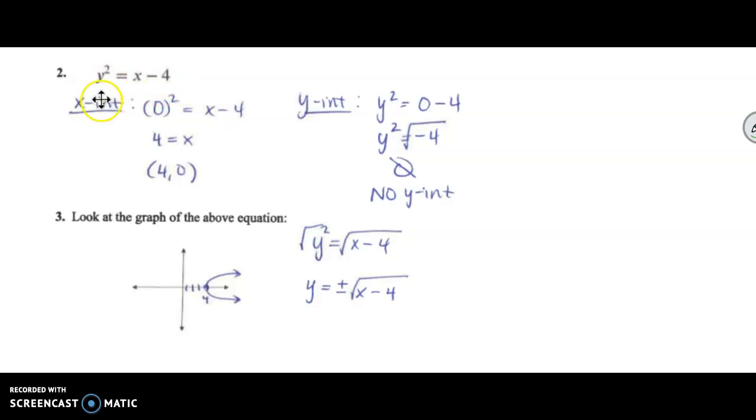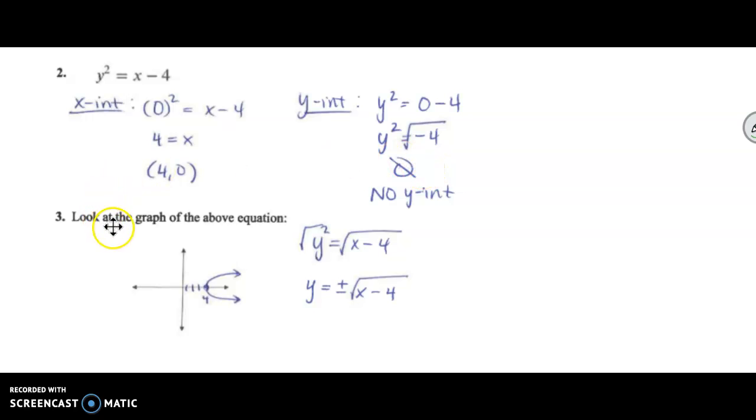Same thing with this problem. For the x-intercept, we set y equal to 0, and you get x equals 4, so it's at (4, 0). For the y-intercept, you set x equal to 0, and here you get y squared is equal to the square root of -4. You can't do it. There are no solutions for the y-intercept, which means it does not cross the y-axis.